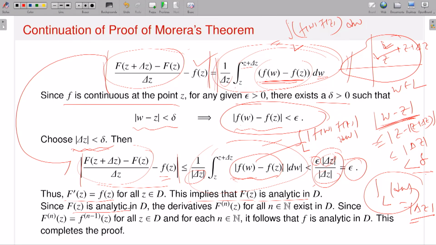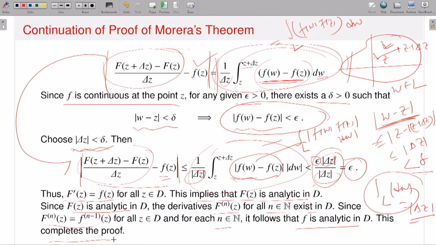Since capital F is analytic, all derivatives exist and all derivatives are analytic. So therefore the derivatives F^(n) of z for all n exist, and they are also analytic. Since F^(n) is nothing but the derivative of F^(n-1) of z, for each n it is also analytic, and this completes the proof.